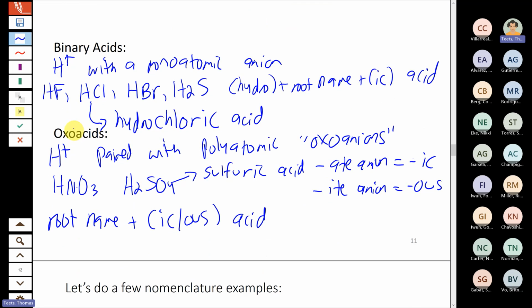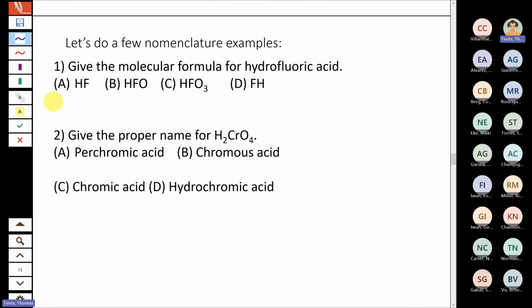All right, just one more multiple choice example problem, or a couple more, to close out this part of the course. Give the molecular formula for hydrofluoric acid. If you look at the name of an acid, look at the very beginning, because that tells you whether it's a binary acid or a more complicated one. Anything that starts with hydro, we would expect it to be a binary acid, or certainly not an oxoacid. So it's not going to be something like HFO or HFO3, because those would have oxoanions in them.